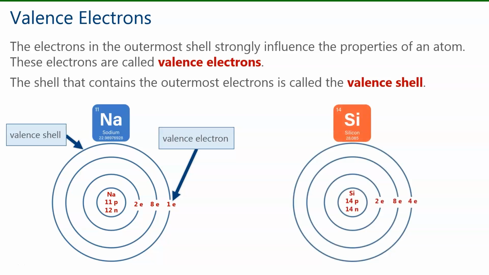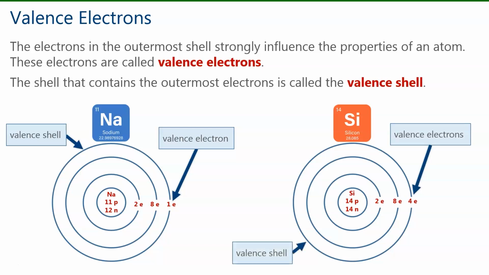Silicon is our next example. How many valence electrons does silicon have? If you said 4, you are right, and that last shell is called the valence shell.